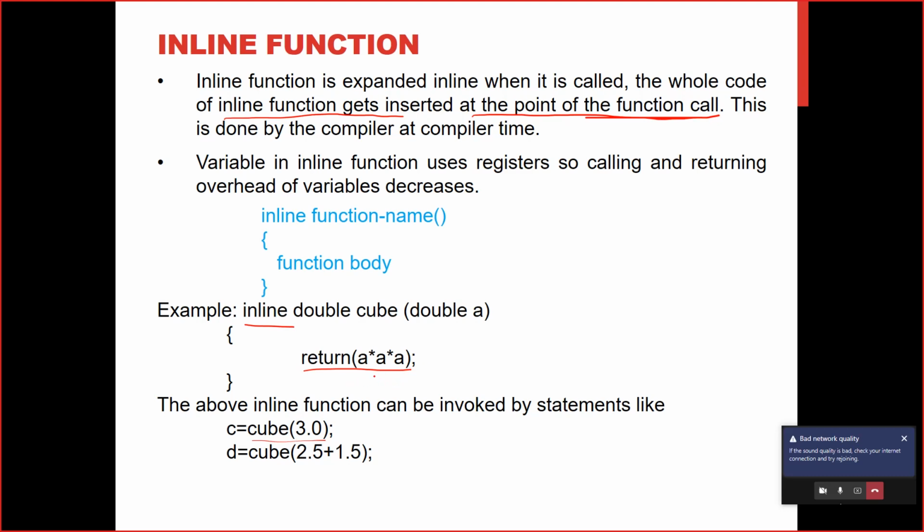Okay, so if any function like this has only one line, or 1, 2, 3 lines of statements, only one line of instruction, and has a return type, and if you call this several times, then wherever it is called, it will be replaced by this definition. You can just call them by cube 3.0, cube this, like this, and they will be called automatically.